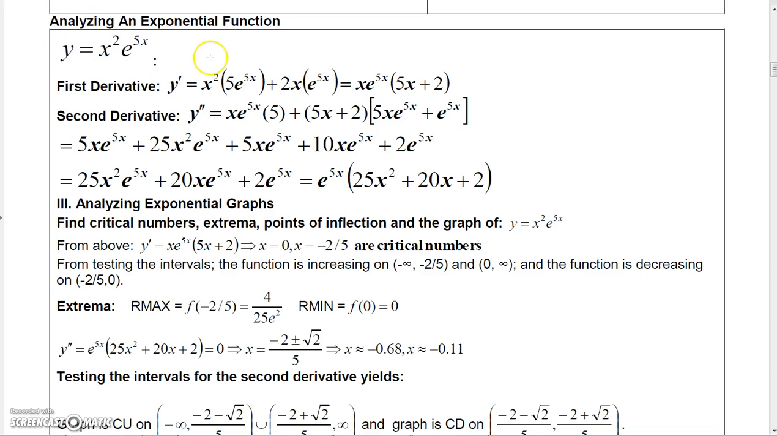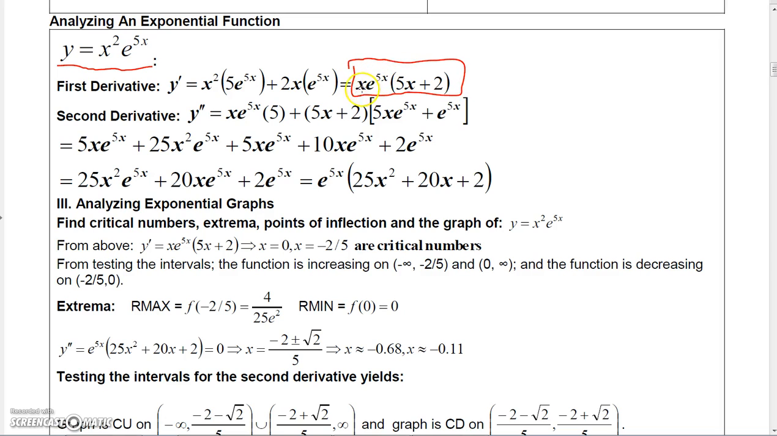Okay, again, it sure feels like I may have already covered this when I talked about exponential functions earlier, but again, let's go ahead and do it again. If you have y equal x squared e to the 5x, and you want to analyze that function, well, first of all, you have to find the derivative. So I used the product rule to get the derivative, and then I factored out the x e to the 5x, and I get 5x plus 2.